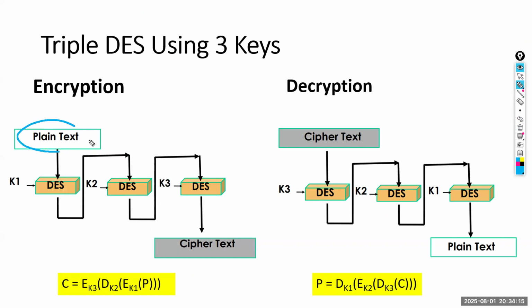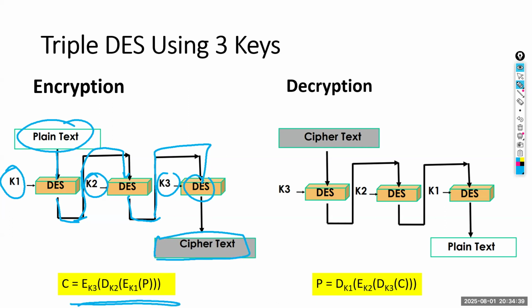So this is your plain text. You apply DES using your key 1. Then to that ciphertext, you again apply DES with your second key. And to that ciphertext, you apply DES again using your third key. So that is triple DES using 3 different keys. And this is your final ciphertext. So this is how you write it. The plain text is encrypted with K1, and that one is decrypted with K2, and that one is encrypted with K3.